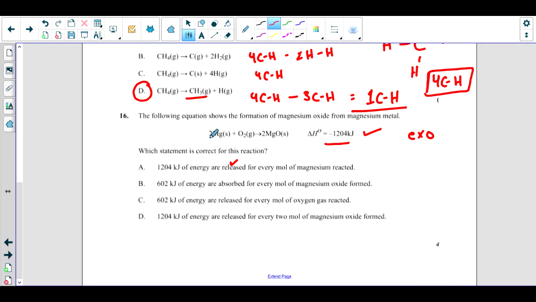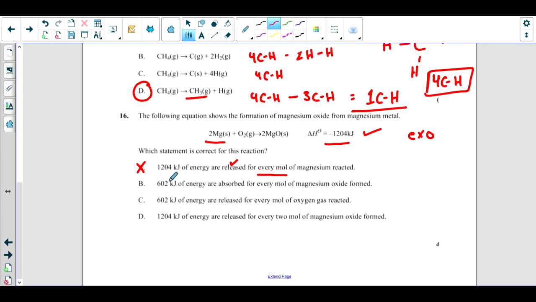But if you look here, we have 2 moles of magnesium. Here it says for every mole of magnesium. So there is a contradiction, so this option is wrong. Because it says for every mole, but in the equation you can see it is for 2 moles of magnesium, not for 1 mole. So it's wrong.